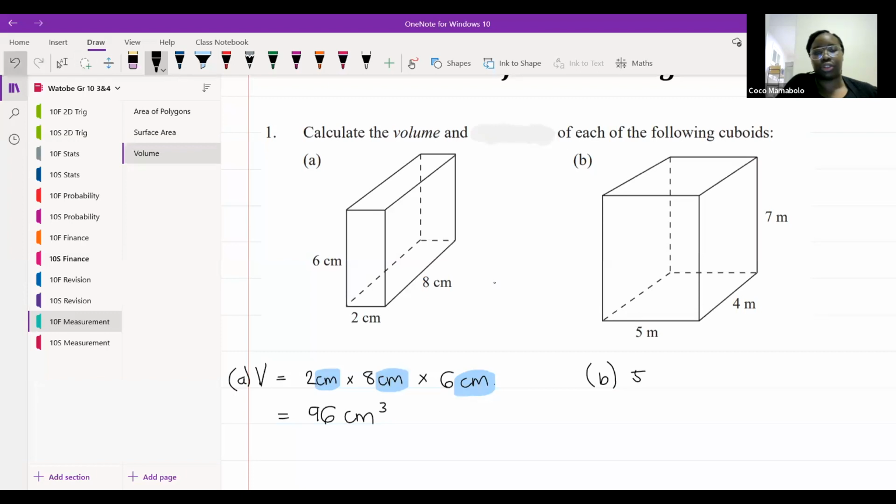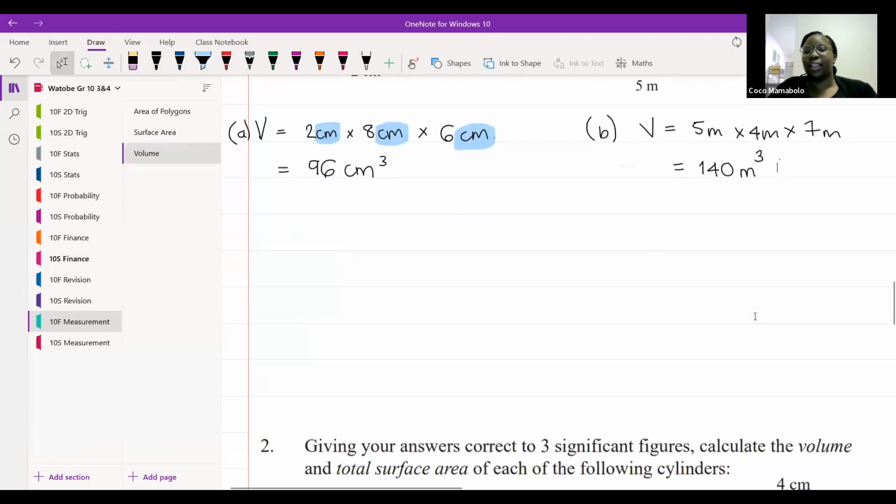Okay, B, we're going to do the exact same thing. Oops, I forgot to write B equals. Volume equals 5 meters times 4 meters times 7 meters, which is equal to 140. And then again, meters times meters times meters would give us meters cubed. Be careful, guys, it's meters, not centimeters this time. So we must say meters cubed. Don't forget the unit of measurement, guys.